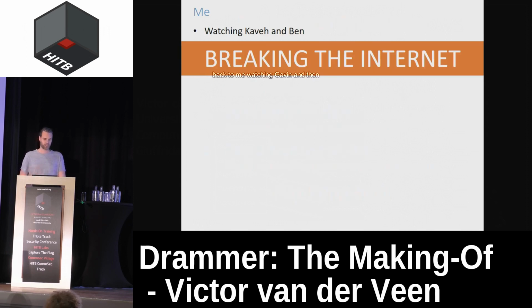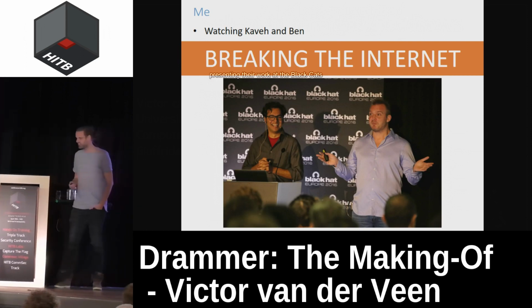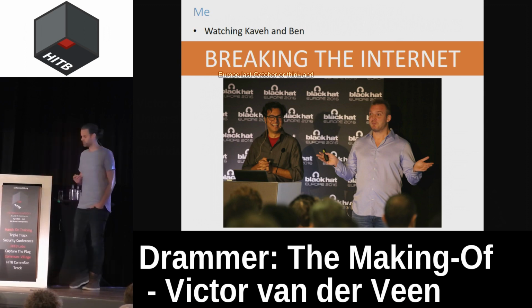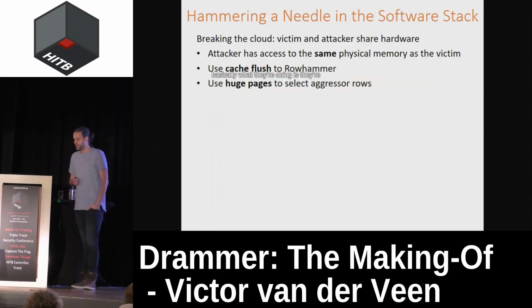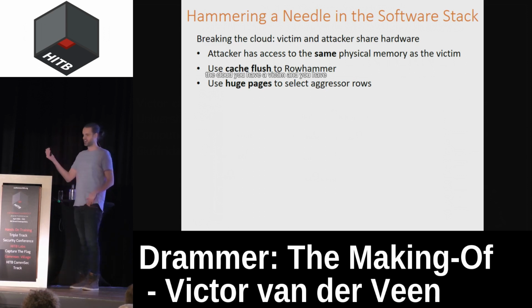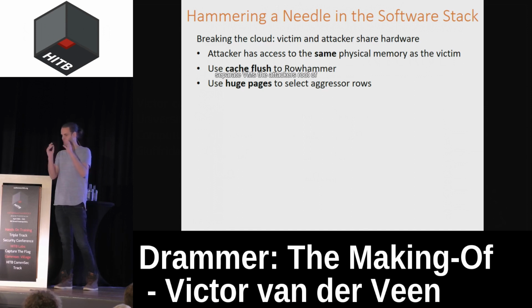Okay, so go back to me watching Kaveh and Ben breaking the internet. So this is Kaveh on the left and Ben on the right, presenting their work at Black Hat Europe last October, I think. And basically what they're doing is they're breaking the cloud with Rowhammer. So in the cloud you have a victim and you have an attacker, their attack model, that share the same hardware. So they're both on the physical hardware with two separate VMs.